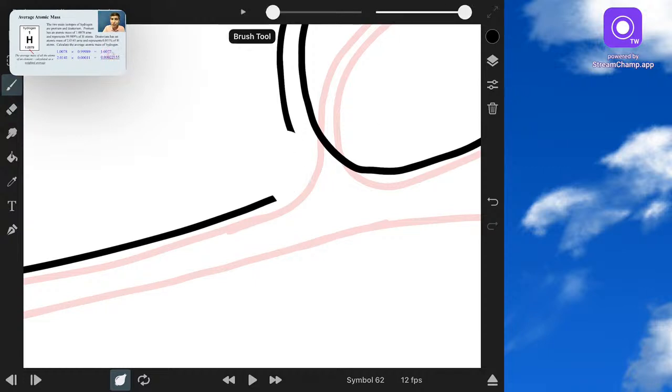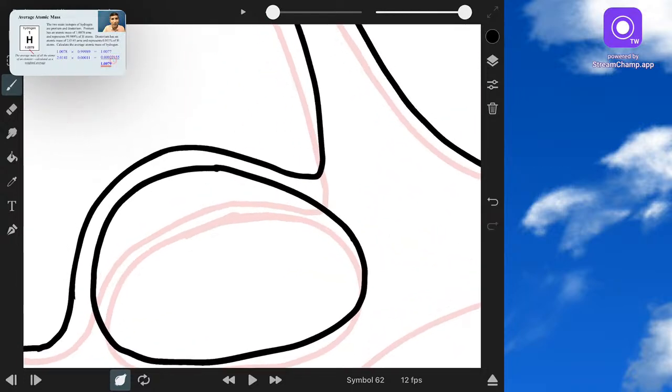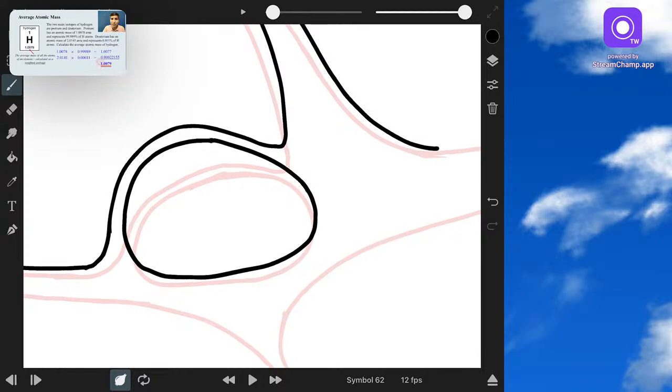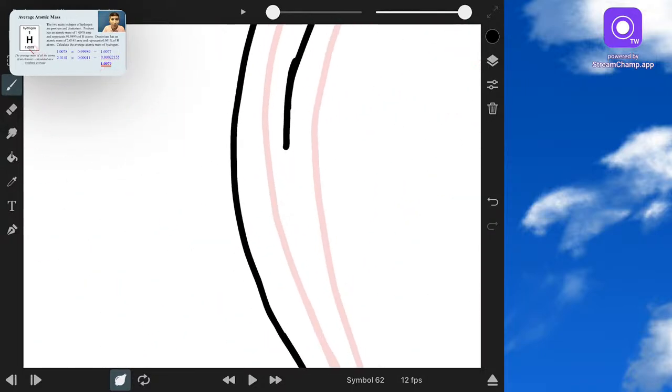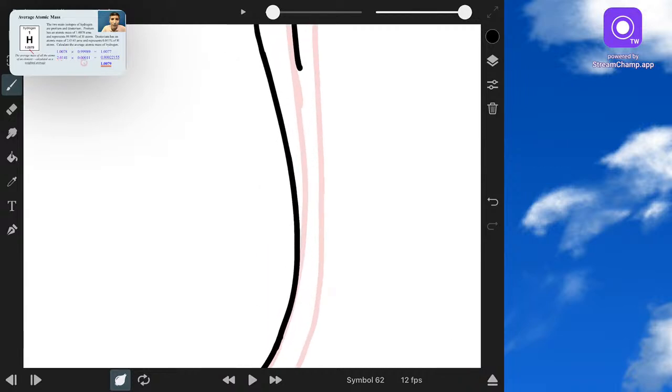Then you take those two products and add them together, and if you've done it correctly, you should get the same average atomic mass as you see on the periodic table, or at least something very, very close to it. And we do. So that's how you calculate the average atomic mass for an element.